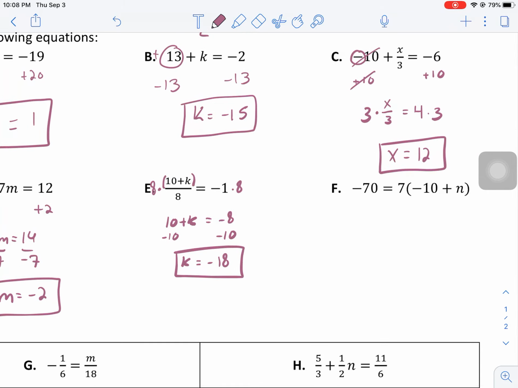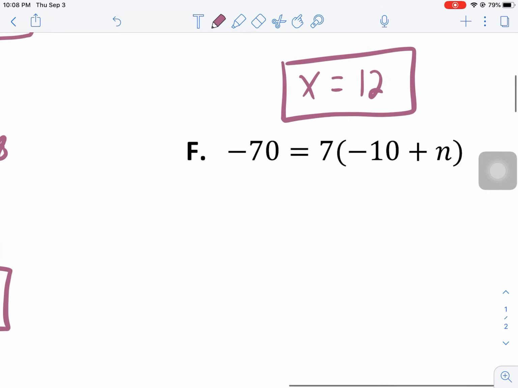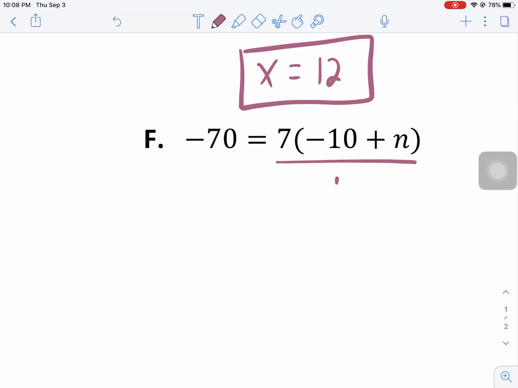All right, for f, okay? Again, f is just like the last one. We have a parentheses, so we can't do anything inside of the parentheses until we get whatever's on the outside of them off. So then what I'm going to do is divide this side by 7, and then divide this side by 7. What that does is that cancels the 7s.